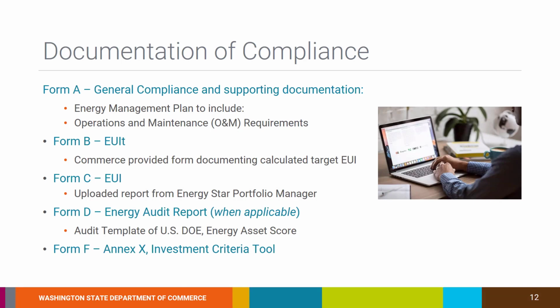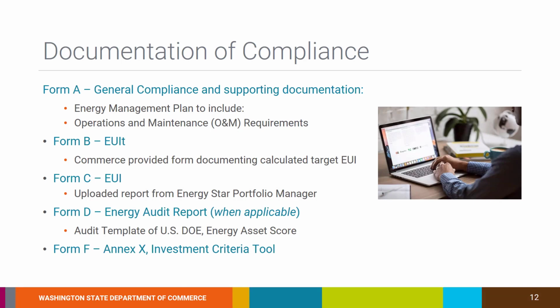Documentation of compliance with Clean Buildings Performance Standard through the investment criteria performance metric shall be submitted to Commerce using the following forms. Form A. Form A documents general compliance requirements. This includes the building energy management plan and the operations and maintenance program that must be uploaded to the Clean Buildings portal. Form B. Form B documents building activities and the energy use intensity target for the building.